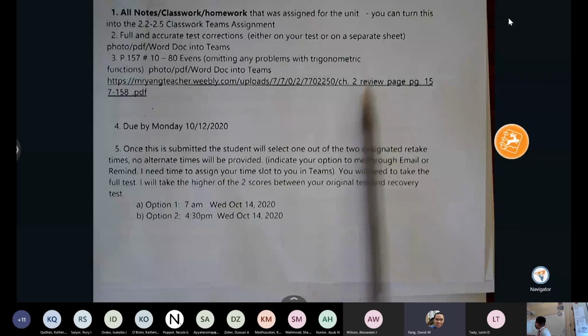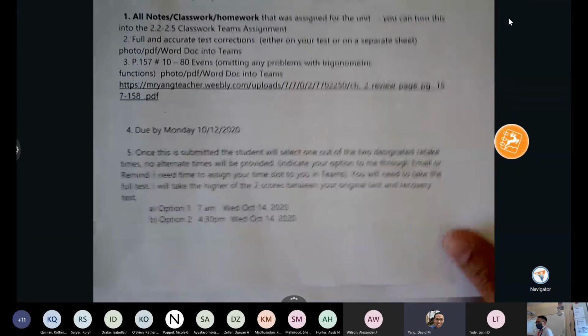Okay, so this process will be true for the remainder of this semester as well. We don't know what's going to happen next semester, but at least this will hold for this semester. All right, any questions with the recovery process? All right. Let's go to 3.1.